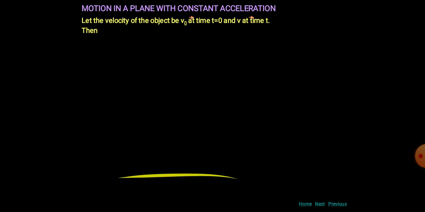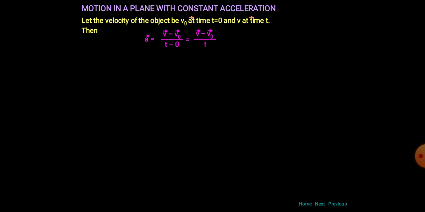So now let us try to understand motion in a plane with constant acceleration. We already learned the kinematical equations. You already know the first equation of motion and the second equation of motion. Here the velocity of the object is v0, the initial velocity, at time t equals 0, and v at time t is the final velocity. V is the final velocity and v0 is the initial velocity.